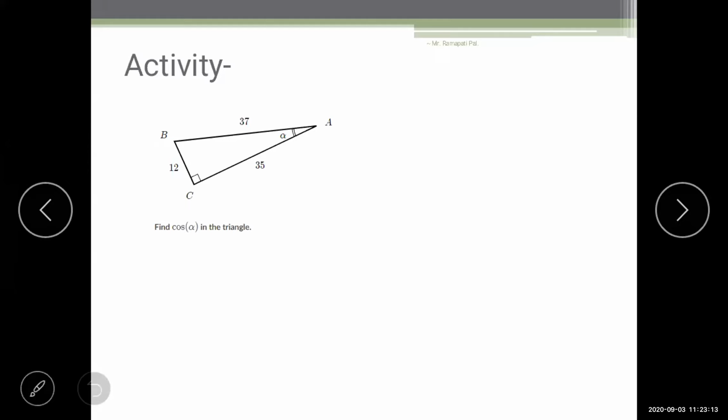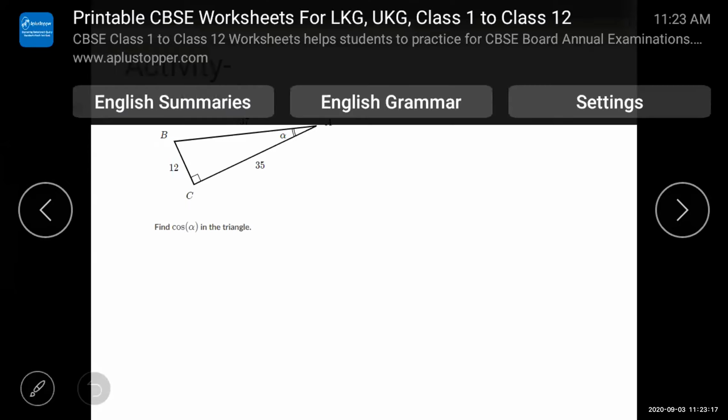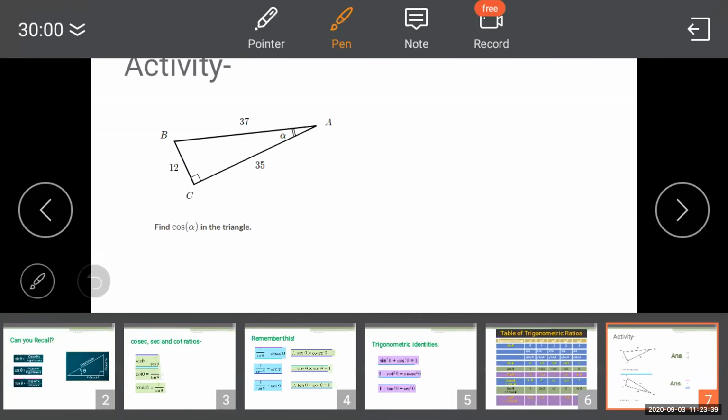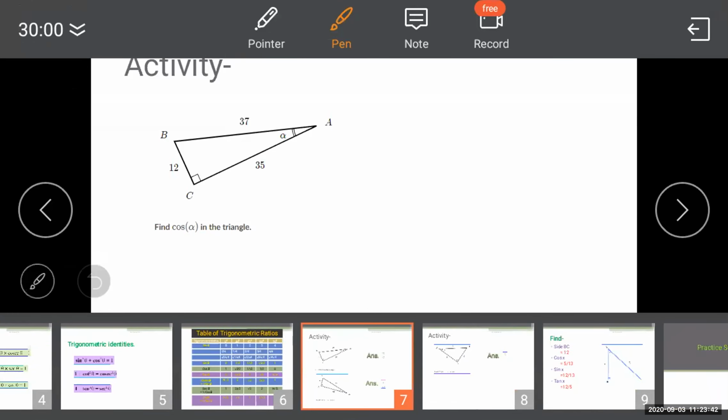Good, very good. So you have got the correct answer, that is cos alpha is 12 upon 37. Okay. Now let's see the next question.